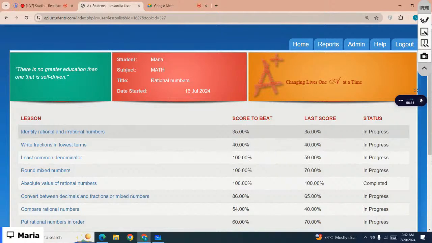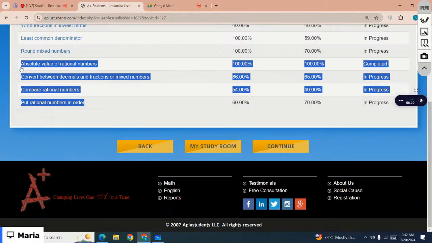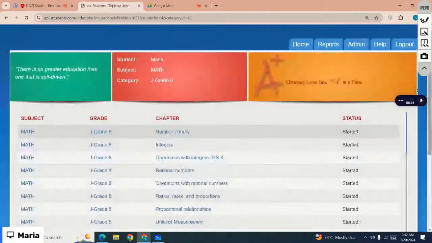Okay, so we were working on grade 8 math. The chapter we are working on is rational numbers. The lessons we have covered today are absolute value of rational numbers, convert between decimals and fractions or mixed numbers, compare rational numbers and put rational numbers in order. So please make sure before the next session you complete all the practice questions for the lessons we just did. That is your homework until next session, right?